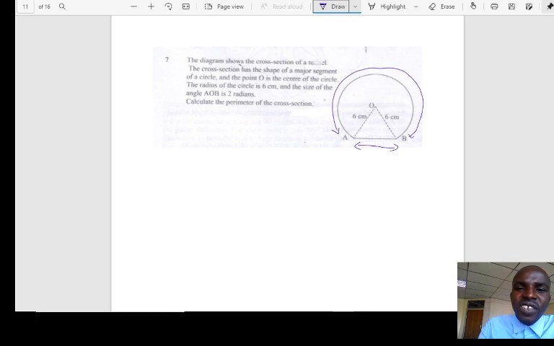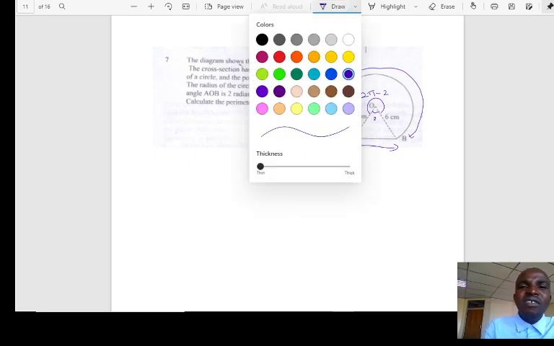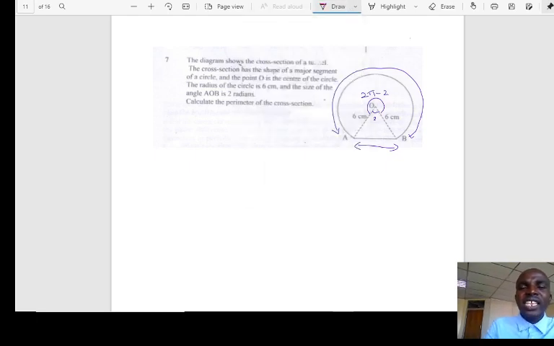We know that the angle here is 2 radians, which means the angle on this side is actually 2 pi minus 2. That is the angle on this side. Now let's find the length of that major arc first. So the length of the major arc, that's the first part.